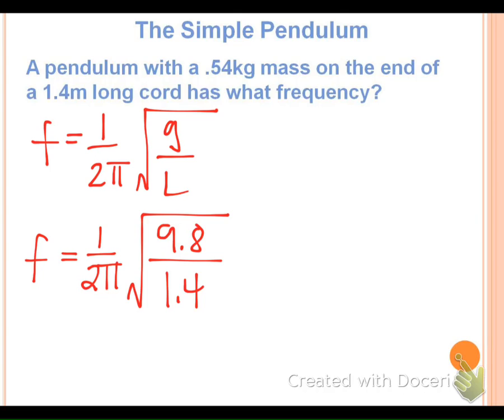What do we have? 0.42, and our units for frequency are hertz. Good. Does everyone agree? Do we get that to come out in our calculator okay? Yeah. Okay.